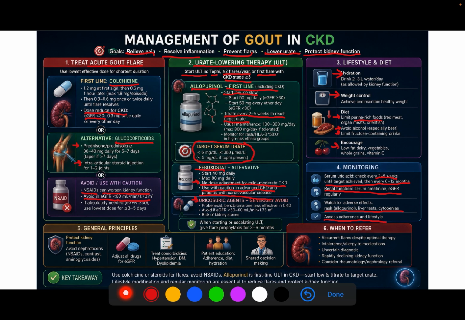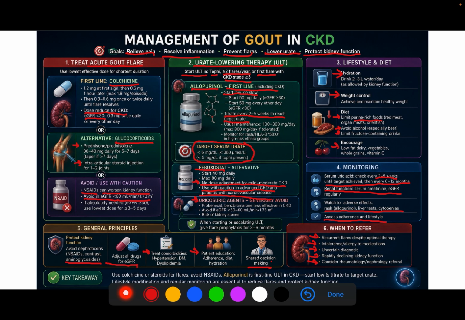The general principle is we have to avoid nephrotoxins like NSAIDs, contrast, and aminoglycosides to protect the kidney, adjust all drugs as per the eGFR, and treat comorbidities like hypertension, diabetes mellitus, and hyperlipidemia. Patient education about adherence, diet, and hydration is a must. And we have to make a shared decision with the patient.